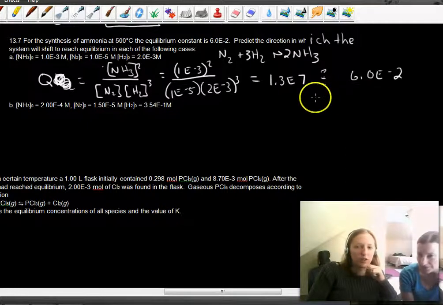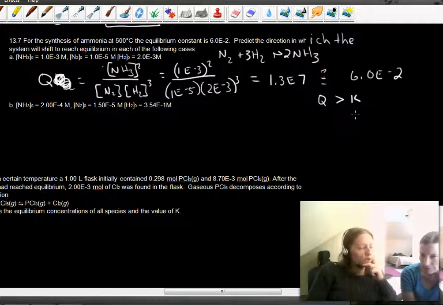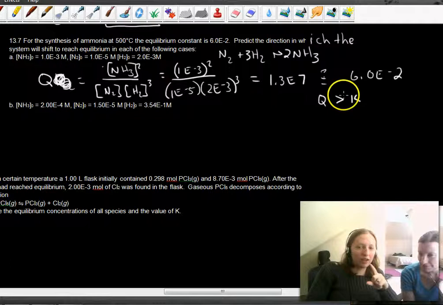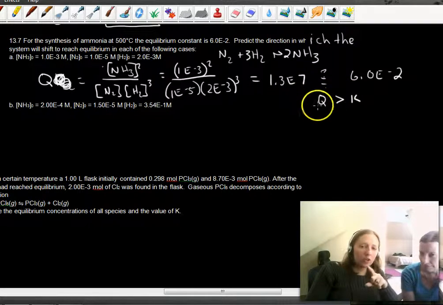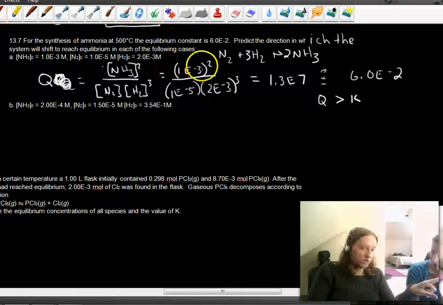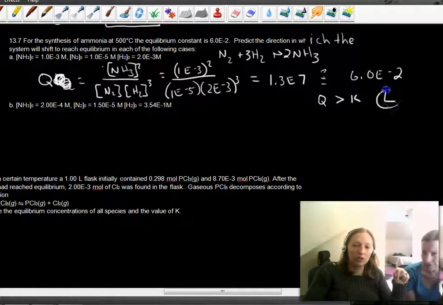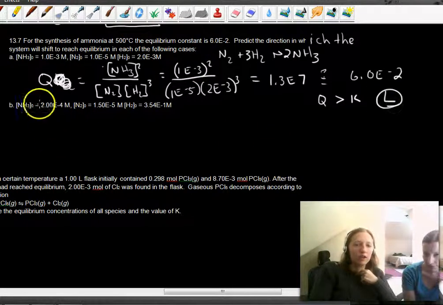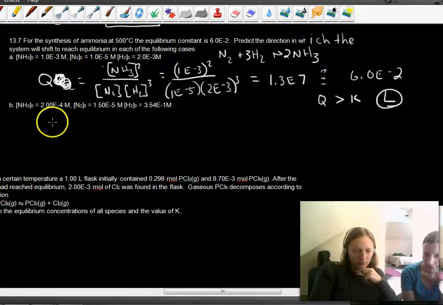Q is bigger, so Q is greater than K. Which way is it going to go? Left. It's going to go left, because Q is greater than K. That means our top is too big. That means our products are too big. And so it's going to go towards reactants, which is left. So this is going to go left. Big letter L. Bam.